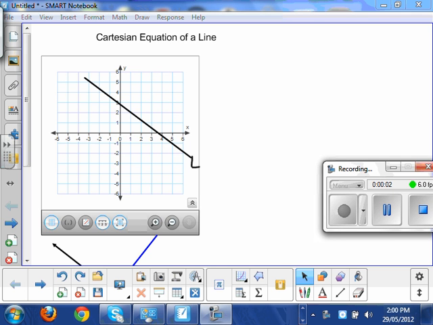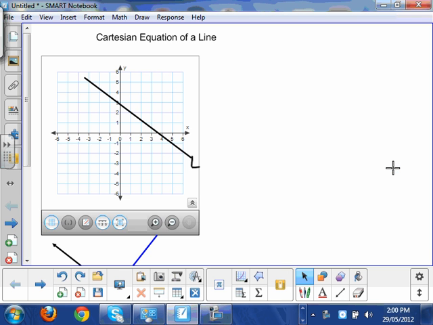Today we will be talking about the Cartesian equation of a line. This seems quite a familiar topic to us. Let's see our approach to the Cartesian equation of a line, starting from our discussion on vectors.